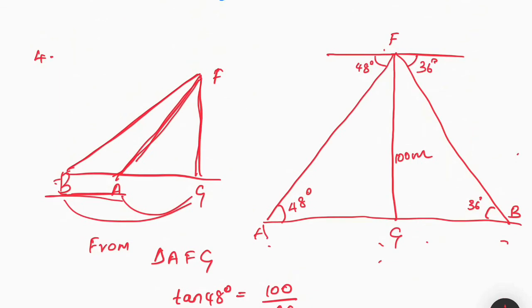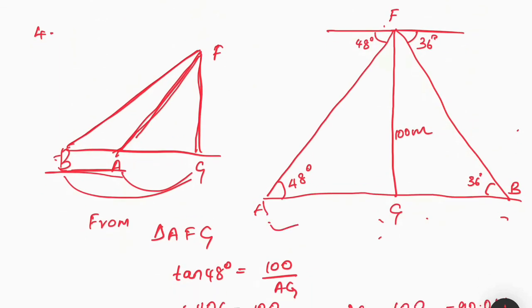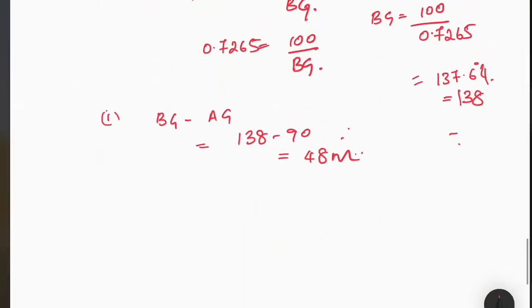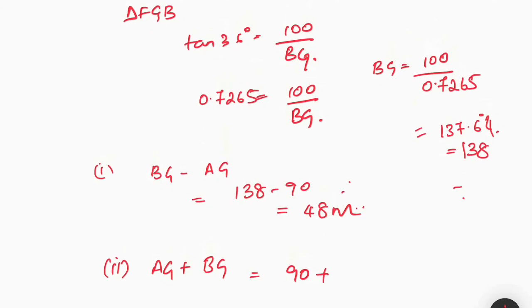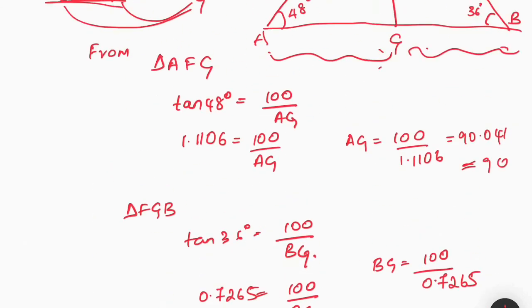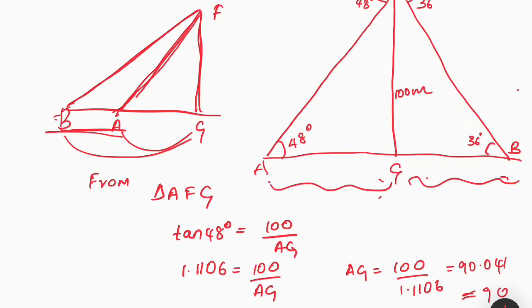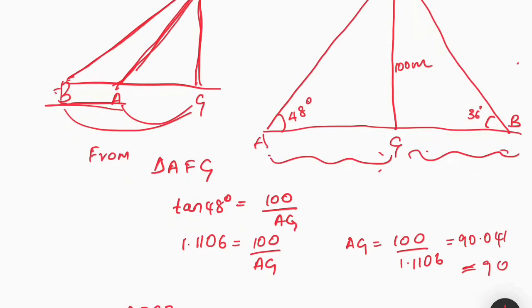If it is on the two different sides of the lighthouse, in that case what do we need to do? We need to do AG plus GB. So coming to the second sub question, it's in the form AG plus BG, that is equal to 90 plus 138, that is equal to 228 meter. Okay. Hope it's clear to you all. So these are two ways you can represent the figure and you need to do according to that.